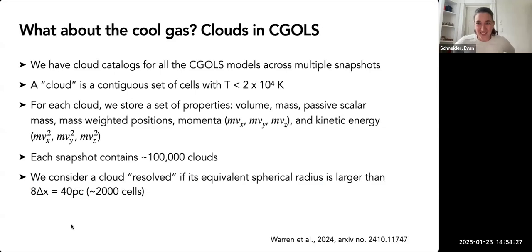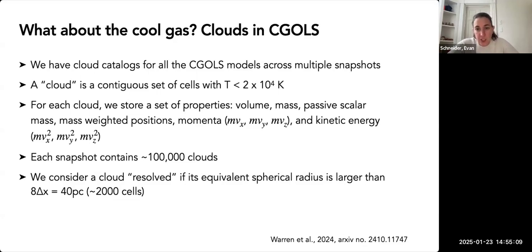Okay, so I wrote an abstract about clouds, so it's time that I get to talk about clouds. One of the things that we did was we wanted to think a little bit more about what the actual structure of the cool gas in these models looked like. And so the way we did this was by generating a set of cloud catalogs for both of these simulations across many snapshots. In our definition, a cloud is basically just a contiguous set of cells that has a temperature less than 2 times 10 to the 4 Kelvin. So we do a temperature cut and then look for connected cells based on that temperature cut.